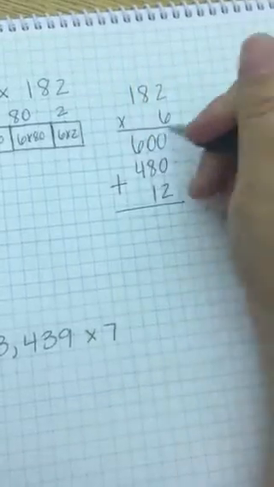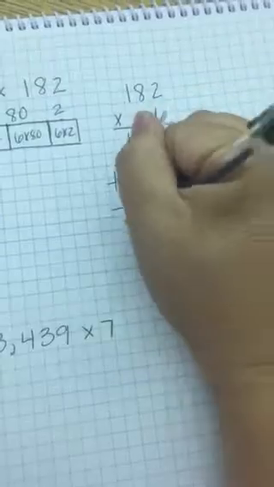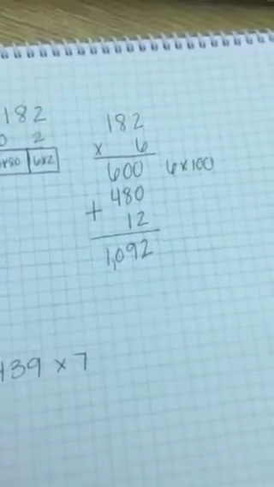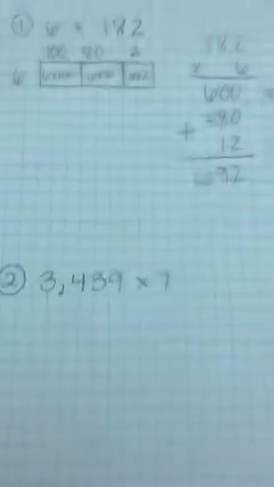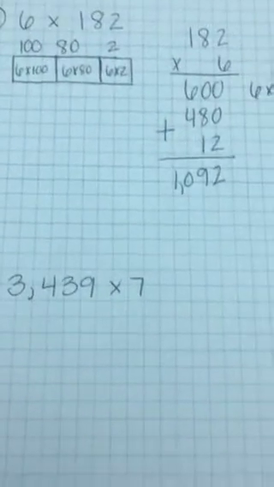And then here they just do their 2 ones times 6, which is 12. And now they can just add that up. So 2, 9, and then 6 plus 4 is 10. 1,092.